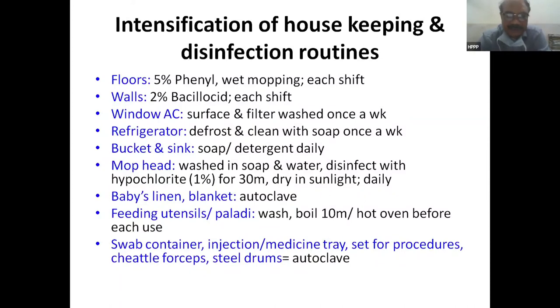Baby's linen and blanket must be autoclaved. Feeding utensils and pallets can be washed, boiled, or even an oven can be used for this. Swab container, injection medicine tray, set for procedures, chital, all should be autoclaved.